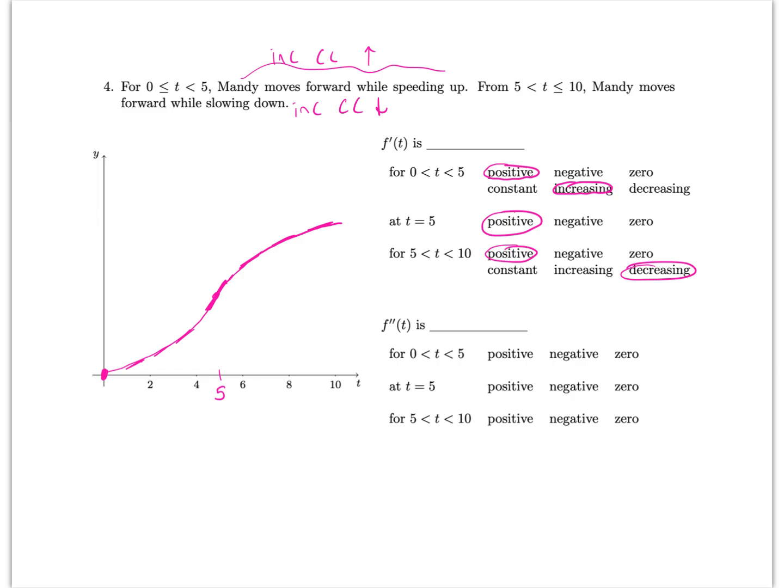And f double prime on 0 to 5, because it is concave up, f double prime is positive. And from 5 to 10, the graph is concave down, which means f double prime is negative. And when a number changes from positive to negative, it would have to go through 0. So the f double prime right at 5 is 0, because f double prime is going to be changing from positive to negative at that moment, which means it must be 0.